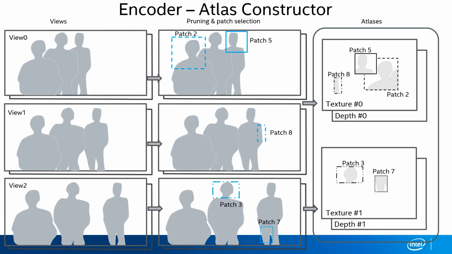And then in the middle, I'm showing where patches are formed. So patches are rectangular regions within a view that have been selected by the encoder. And then on the right side, we have atlases, where the patches are arranged inside of an atlas. And then it's the atlases themselves that are sent to the video encoder.